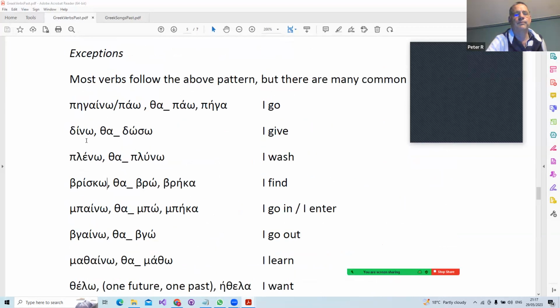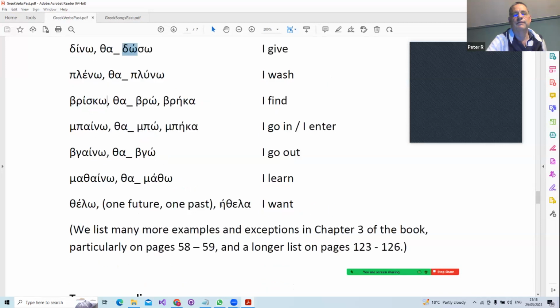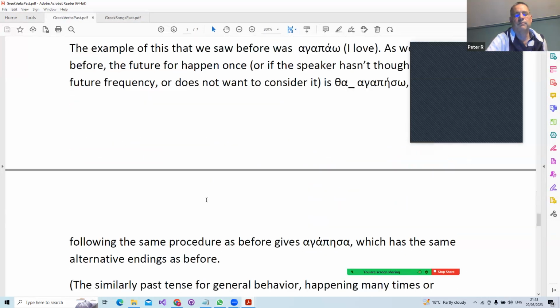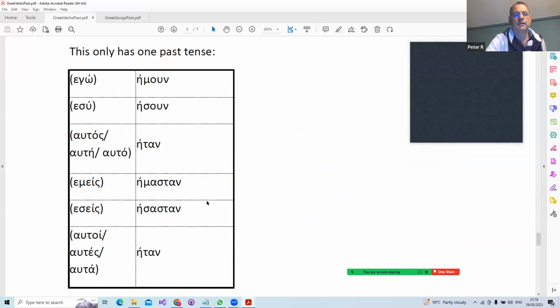So vlepo, I see, and the past of it is either ida or eida. So it's got some of the characteristics of ethela, but a different e. So yeah, I saw maybe isn't in worship songs so much, so we managed to not do it.